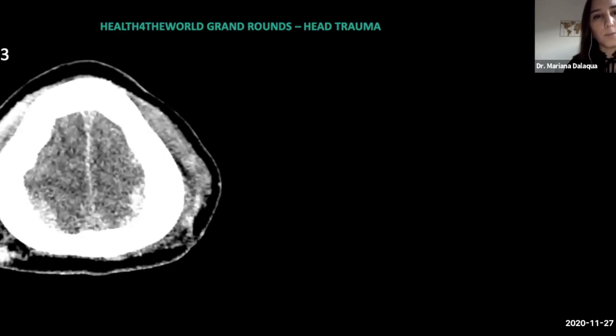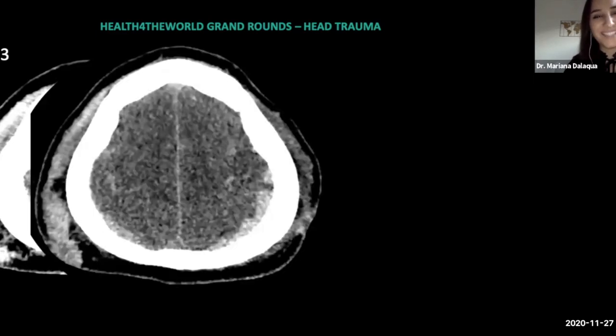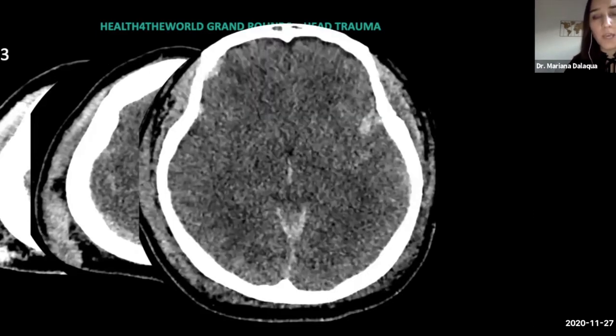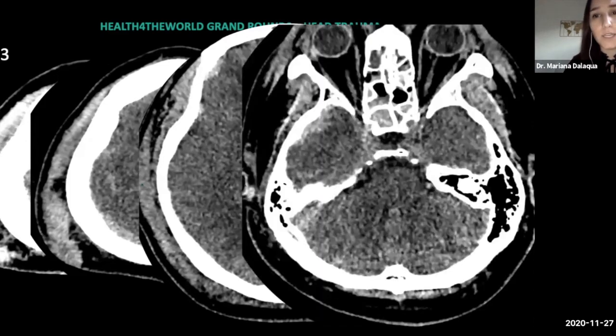So still about case number 3, some more images. So we see bilateral subgaleal hematomas and subdural hematomas as well. We have subarachnoid hemorrhage along the falx, also. And we have bilateral subarachnoid hemorrhage as well. We see along the tentorium of the cerebellum bilaterally, and we confirm here as well the hemosinus that we had already seen in the bone images.